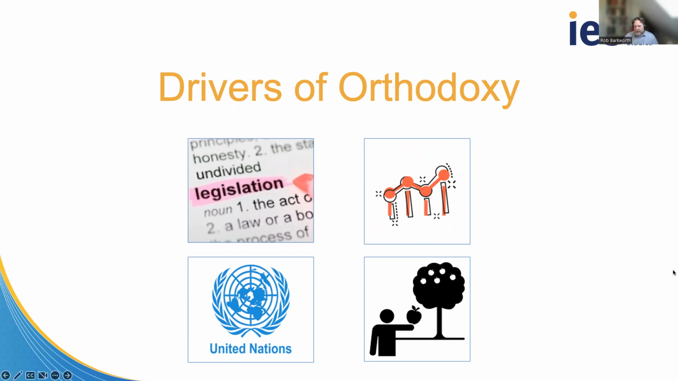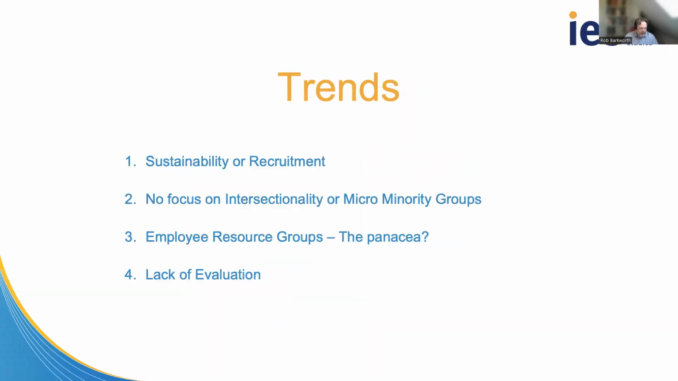So I've covered the drivers of orthodoxy. I want to focus in addition on some of the other trends that I saw when I was reviewing these strategies. So I'll go through these in turn in a moment, but just to give you the headlines: sustainability or recruitment is where D&I is related to in an organisational context. Second, intersectionality and micro-minority groups. There is limited focus on these. I'll explain more in a moment. Broad use of employee resource groups, my concerns that perhaps we are asking too much of those, and a lack of evaluation. So I'll take those in turn.